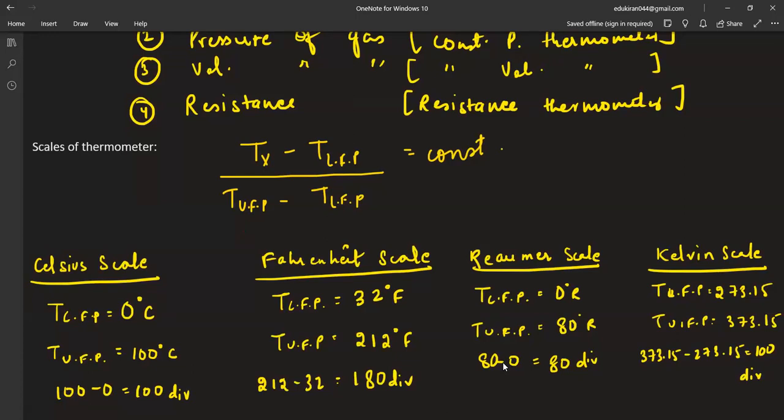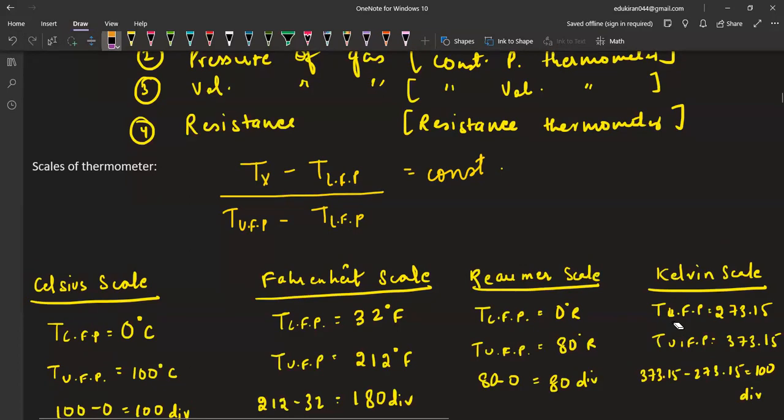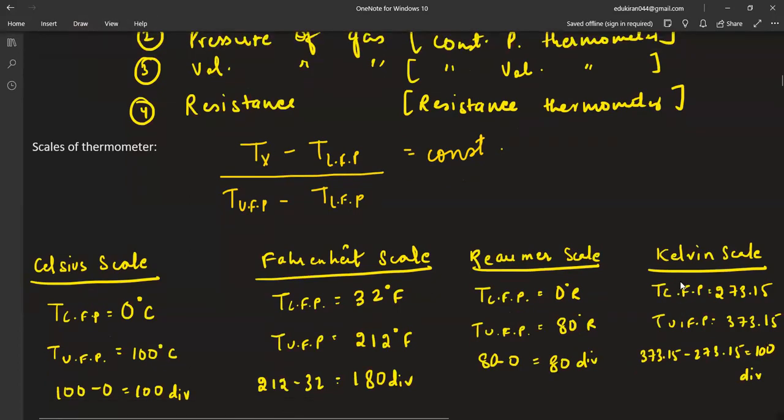Then you have the Kelvin scale. You must have been using the Kelvin scale in your calculations till now. The lower fixed point is 273.15. We generally take 273 for the calculations, but the exact accurate value is 273.15 Kelvin, and the upper fixed point is 373.15 Kelvin. When you take the difference, it will be 100 divisions.